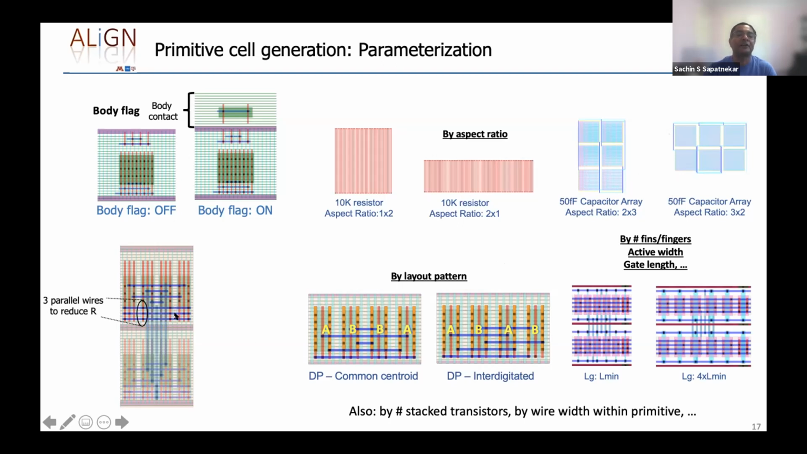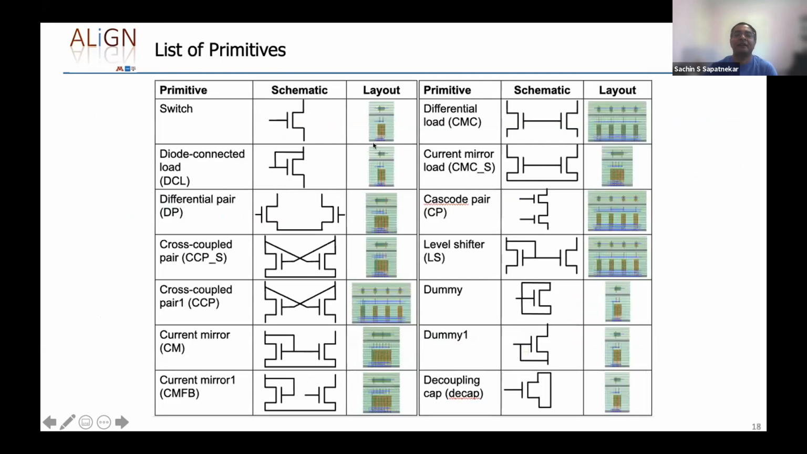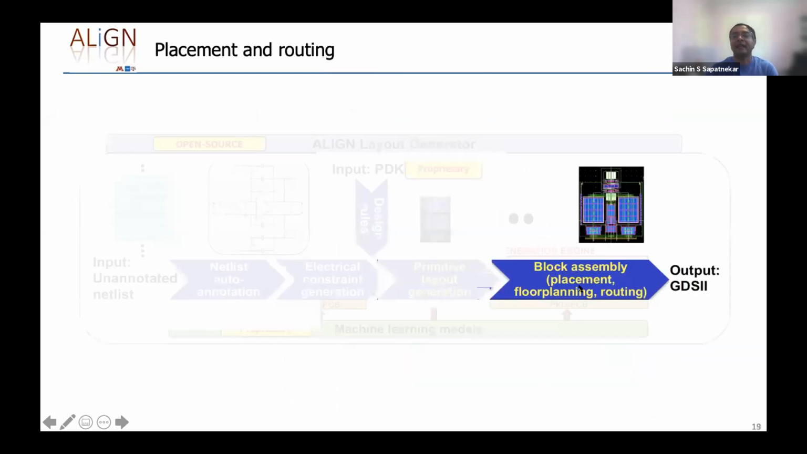We can use parallel wires to route R-sensitive connections, because these can degrade the transconductance, for example, of a differential pair structure. We can build common centroid interdigitated structures. We can change the number of fins and fingers for FinFET structures, change the active width, change the gate length. All of these are important for various circuits. And so we have a built-in primitive library that has these basic structures over here. These are the layouts for these structures. And we allow the user to specify new primitives as needed.